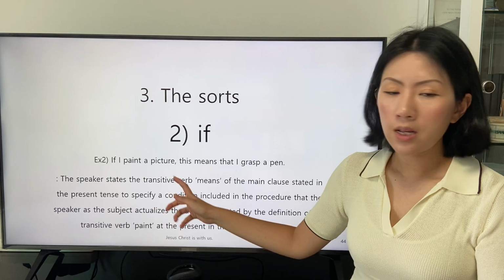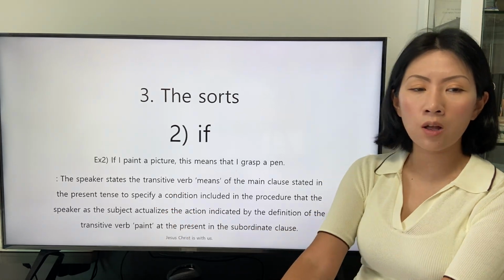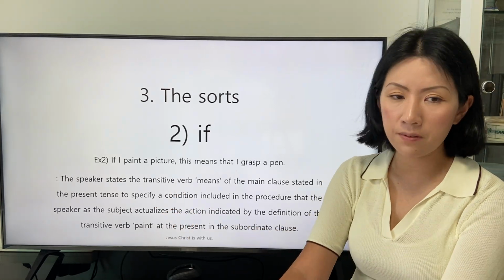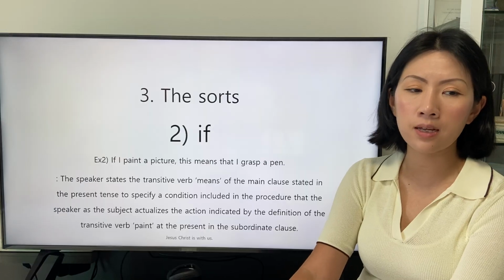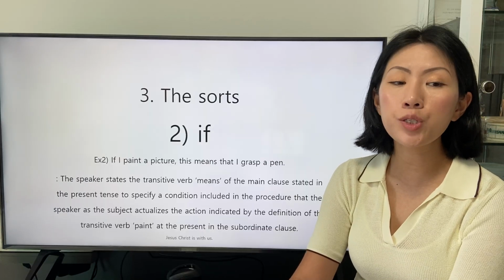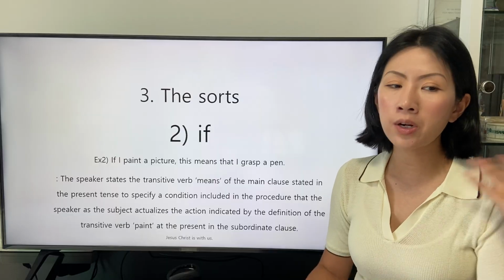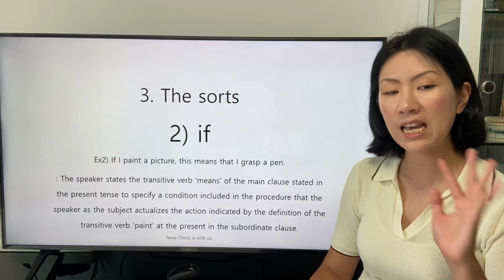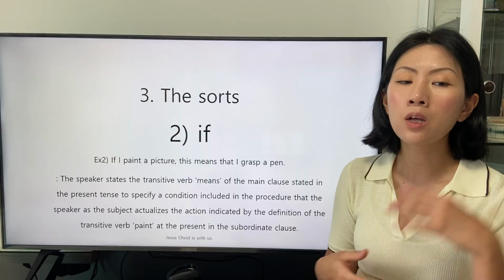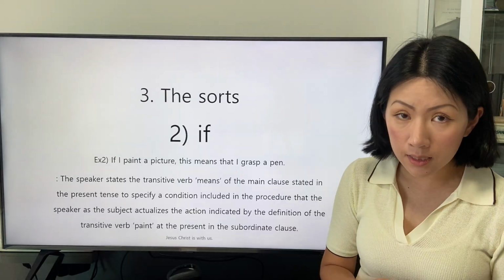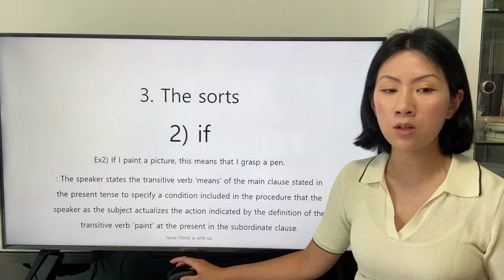Let's read the explanation. The speaker states the transitive verb means of the main clause stated in the present tense to specify a condition included in the procedure that the speaker as the subject actualizes the action indicated by the definition of the transitive verb paint at the present in the subordinate clause.